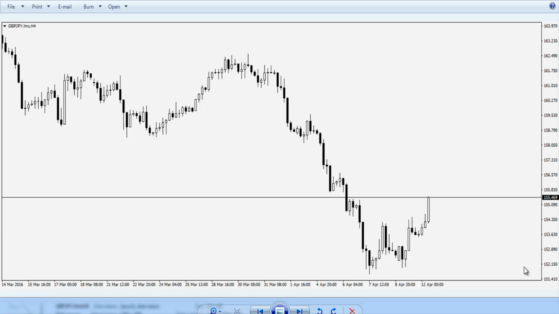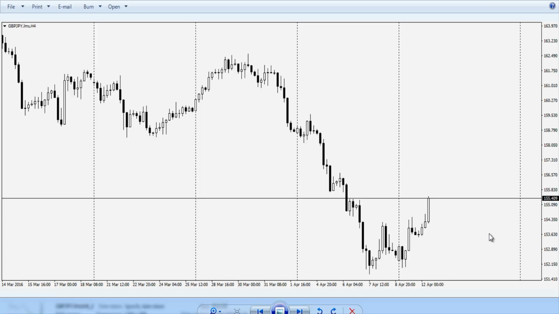Okay, so the first chart is GBP JPY. Simple, colorless chart, just simple black and white, going back to pure basics. Okay, exactly the same chart with just the period separators added on. Because this is an H4 chart, each of these separations is giving us a week's worth of price action.